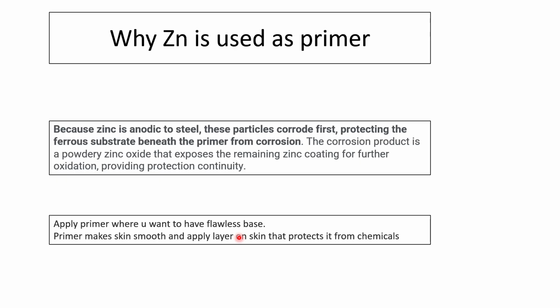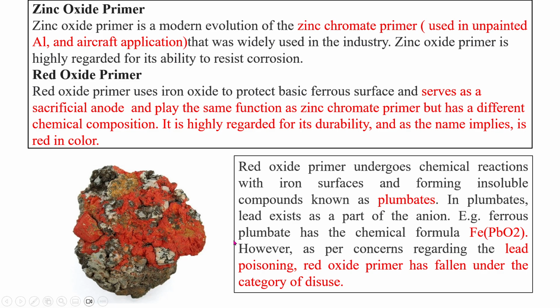And then it will make the skin smooth, apply a smooth layer, and protect it from the chemicals. Now, there are zinc primers. Primer can be zinc oxide primer, zinc chromate primer, or red oxide primer. These are the three types of primer we are using.